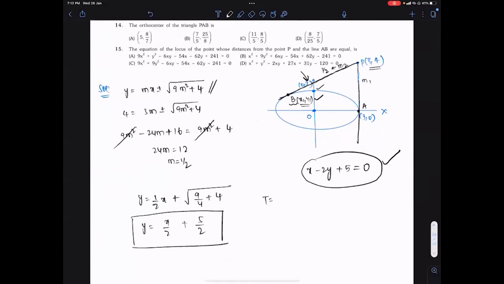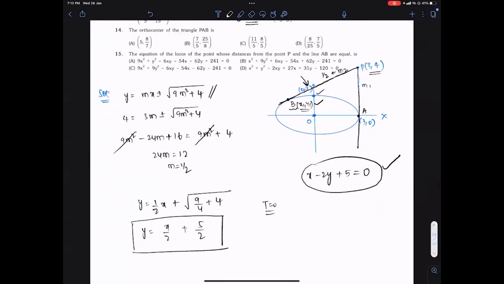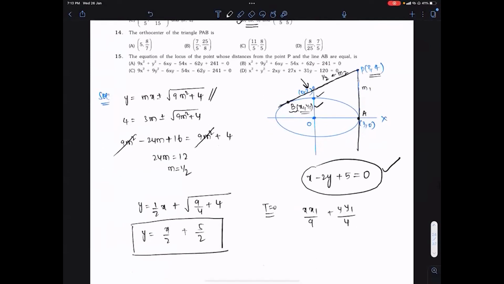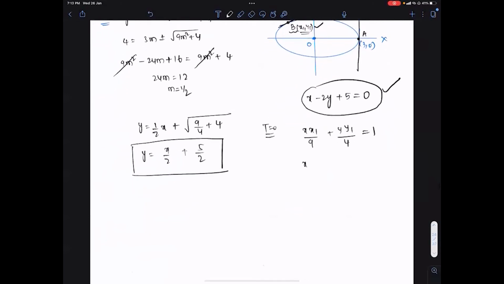T equal to 0. If you apply T equal to 0, we will get xx1 by 9 plus yy1 by 4 equals 1. So if you simplify, it will be x x1 by 9 plus y into y1 by 4 minus 1 equal to 0. Now these two must be the same equations, no?